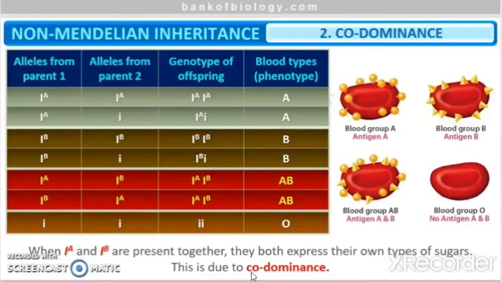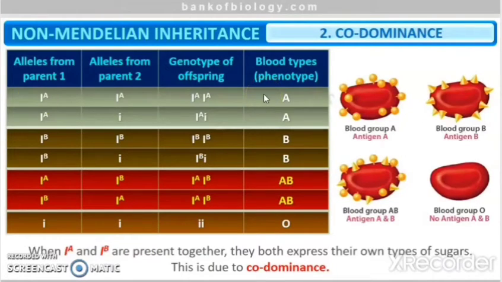Let us see how we receive the alleles from the parents and what is getting expressed inside the human body. First we will see the alleles from parent 1 and parent 2. Male can be taken as 1 and female as 2, or the other way. We will find out the genotype of the offspring and also the phenotype, and phenotype here means the blood group which the offspring possess.